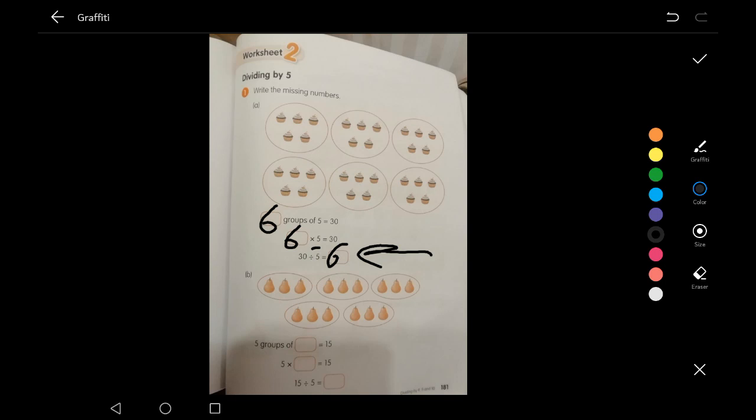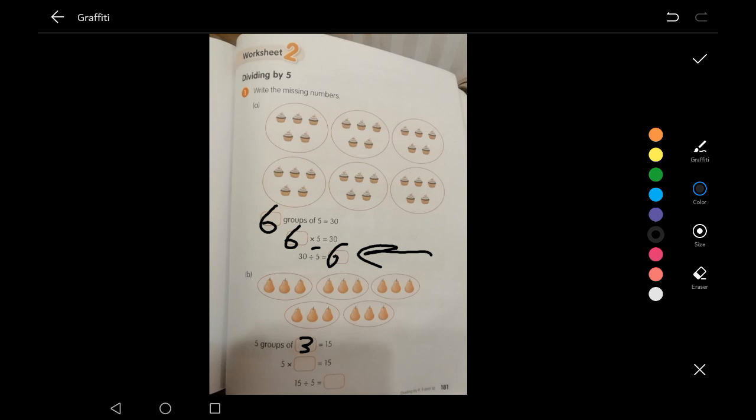Now for B. For B, we have how many groups? We have 5 groups, 5 equal groups, and we want to share them, or we shared them. We shared 3 pairs in each group, so 5 groups of 3 is equal to 15.